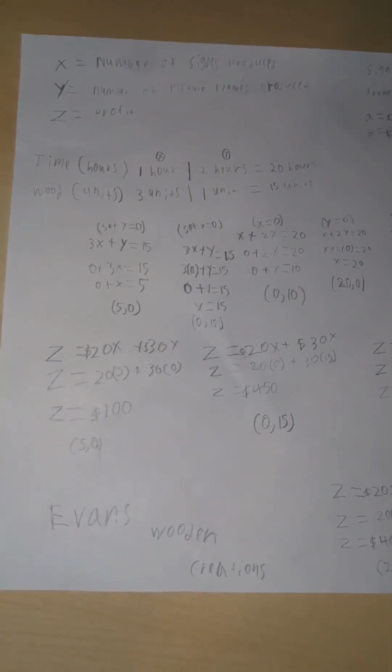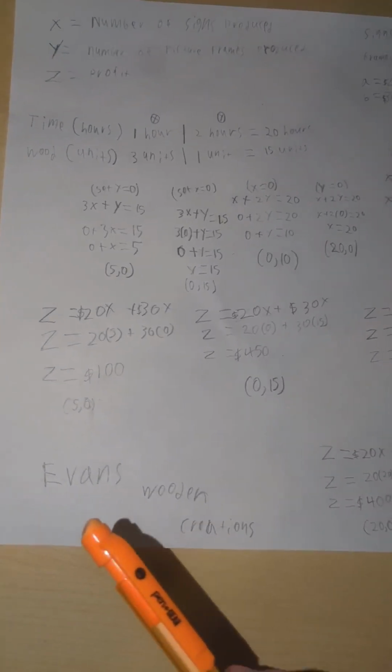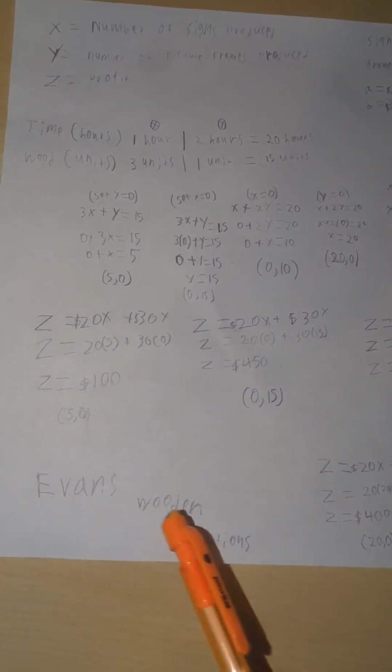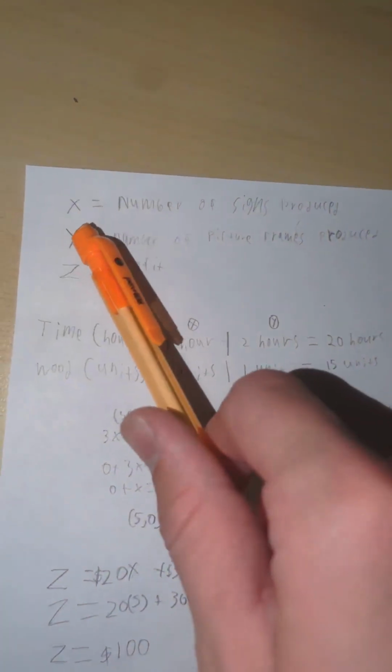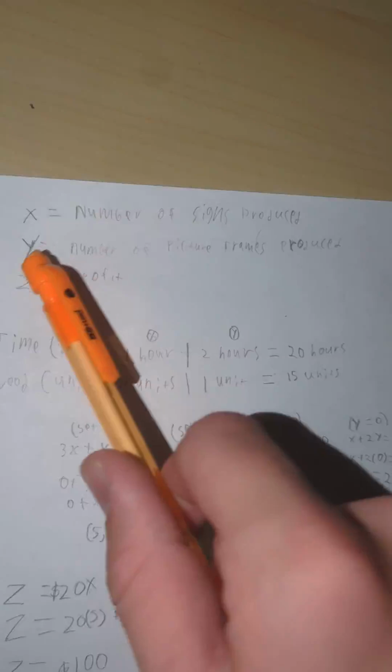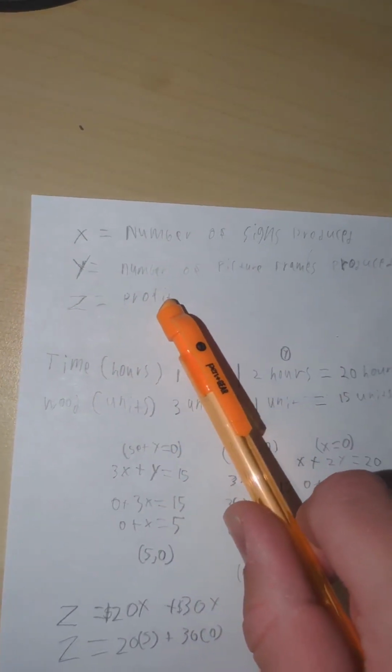This is my equation for my linear program for Evan's Wooden Creations. X equals number of signs produced, and Y equals number of picture frames produced. Z equals profit.